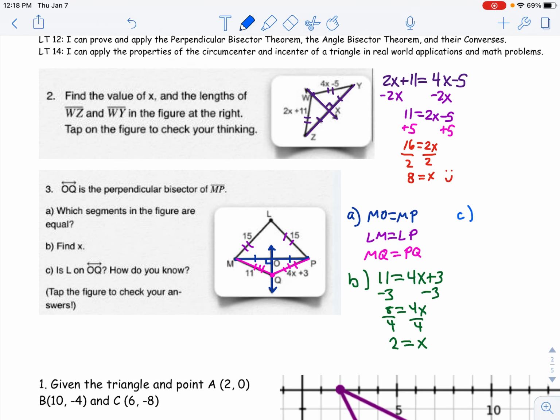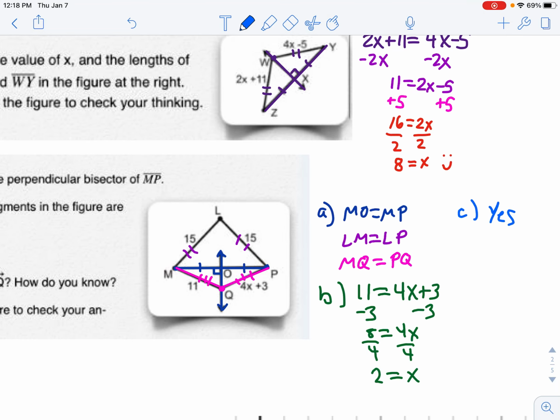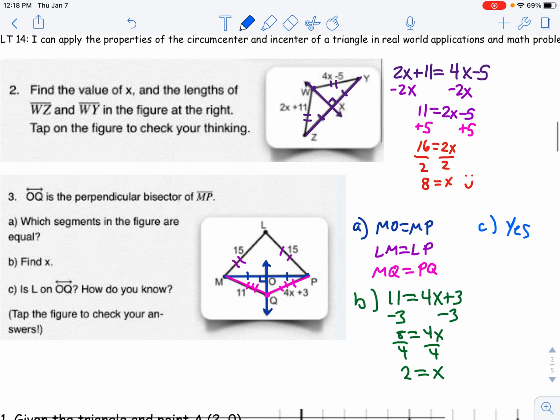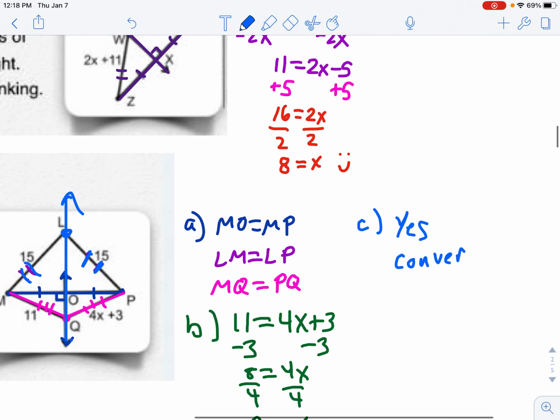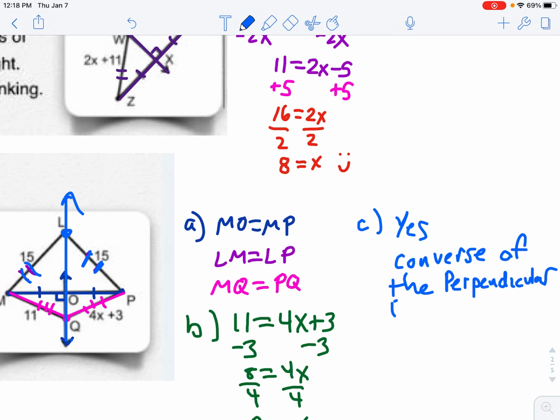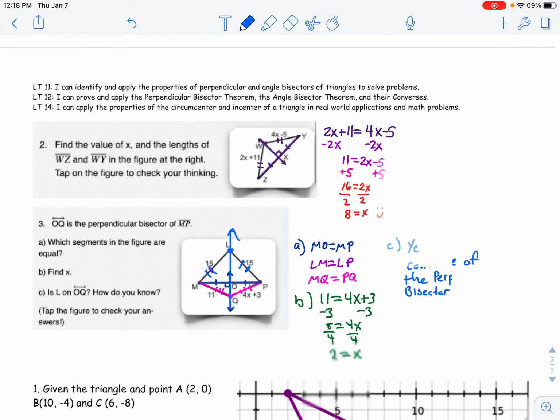And then the last one, C. It's saying, is L on OQ? The answer is yes. How do I know? Well, OQ goes forever. It's a line. That's why we have the arrows. How do I know that it will exactly hit L? Well, it's because L is equidistant from the endpoints. So it's the converse of the perpendicular bisector theorem.